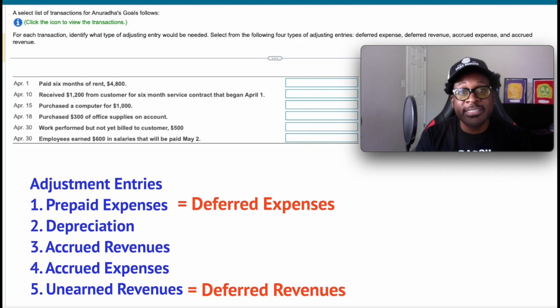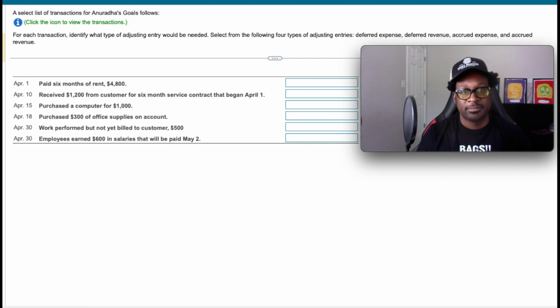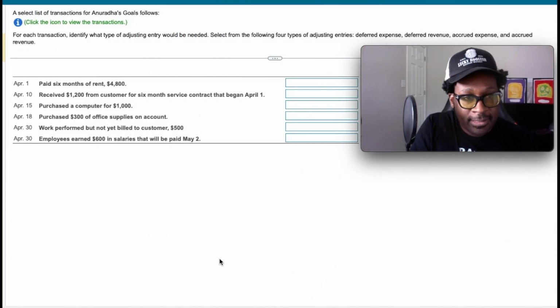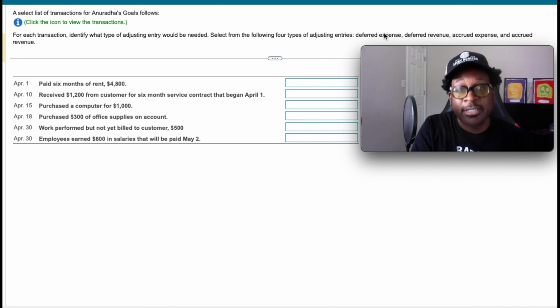If you want further detail, I'll drop a link to a video that'll get you up to speed. So now that we have that out of the way, let's get to the problem. It tells us that for each transaction, identify what type of adjusted entry would be needed. Select from the following 4 types of adjusted entries: deferred expenses, also known as prepaid expenses; deferred revenues, also known as unearned revenues; accrued expenses; and accrued revenue.